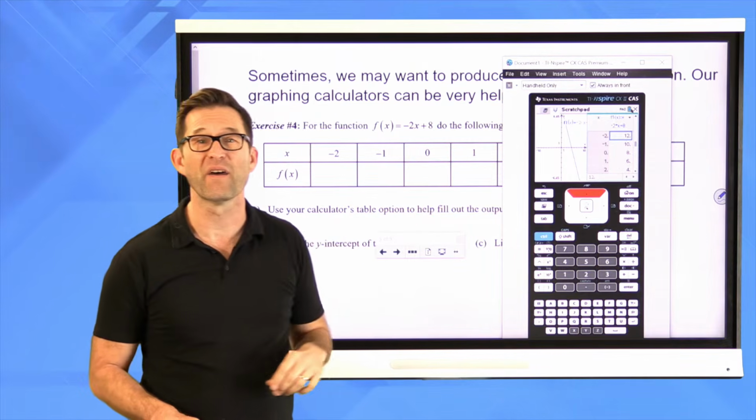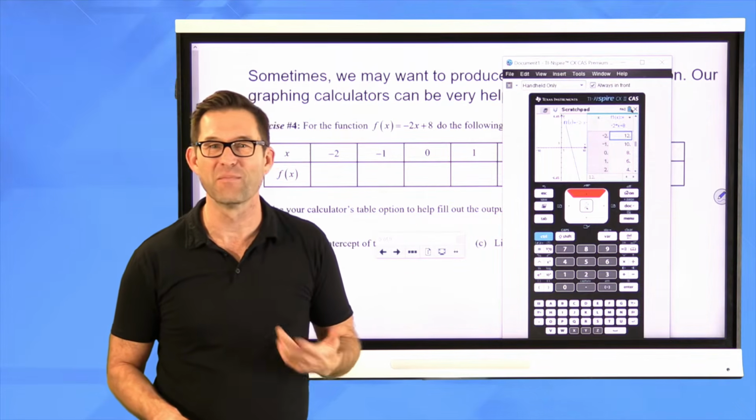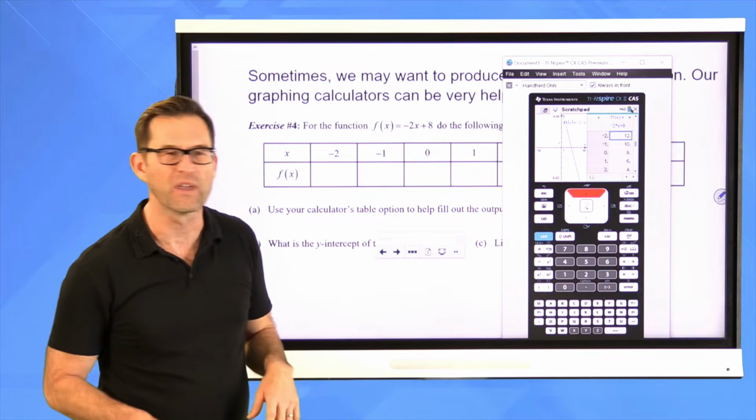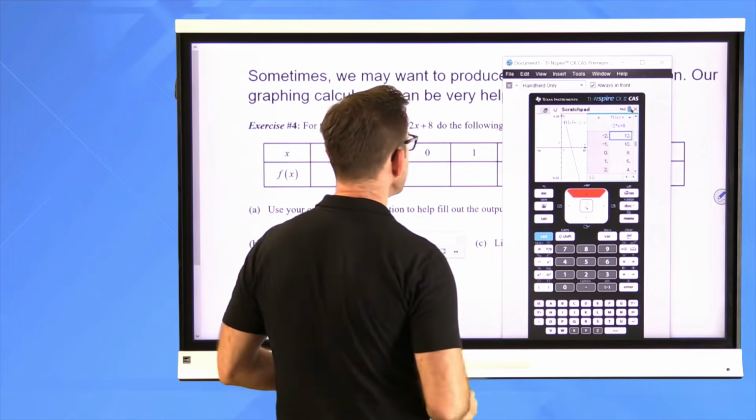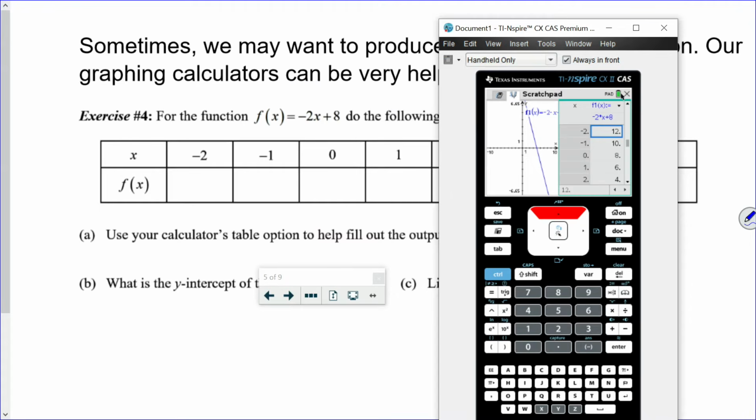I'm going to have to move my calculator out of the way at some point just to be able to write them down, but that's okay. I think we can deal with that. So let's do it. Let's get all these in here. So when x is negative 2, y is 12. When x is negative 1, y is 10. When x is 0, y is 8. When x is 1, y is 6.